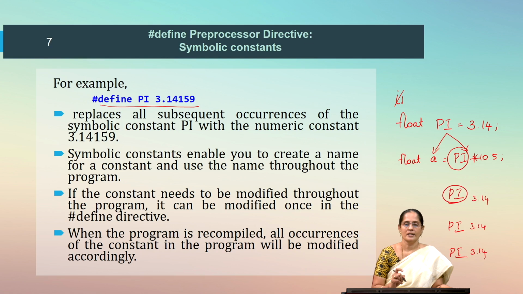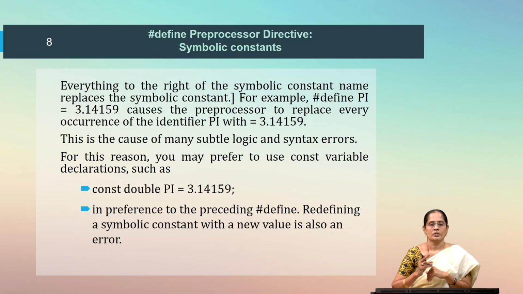So, this avoids searching the memory location and fetching the value. Those 2 executions are avoided, so that the computational time can be minimized. This is the advantage of going for symbolic constants. So, this is what we have just seen.